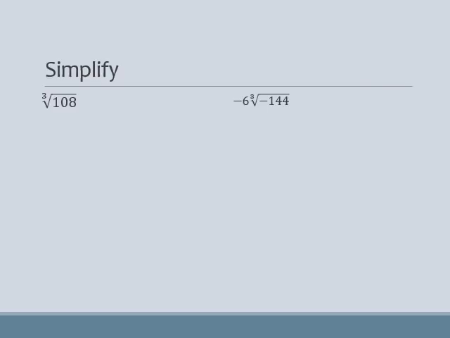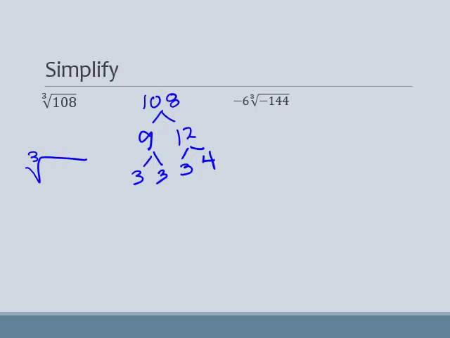More cube roots. If I break down 108, 108 is 9 times 12. 12 is 3 times 4, and 9 is 3 times 3. So the cube root of 108 can be written as the cube root of 3 times 3 times 3 times 4. This group of 3 is coming out and becoming 1, so we're getting 3 times the cube root of 4. If you don't have that little 3 right there to show that it is a cube root, then you're wrong because that's a square root.